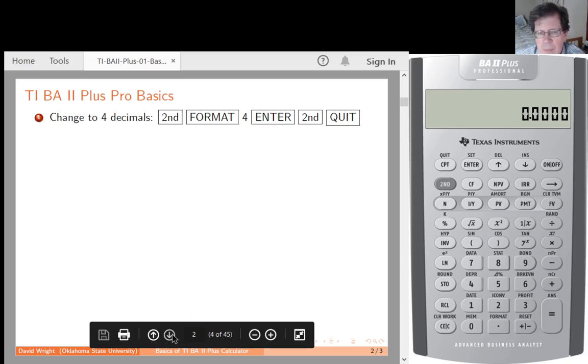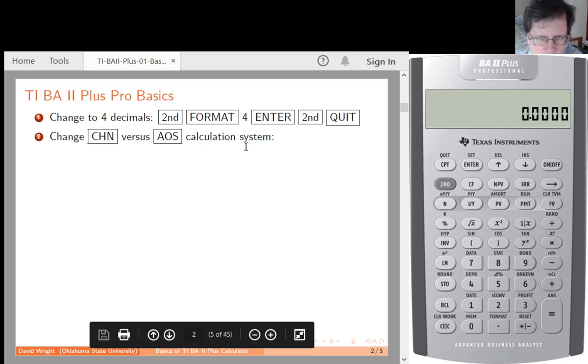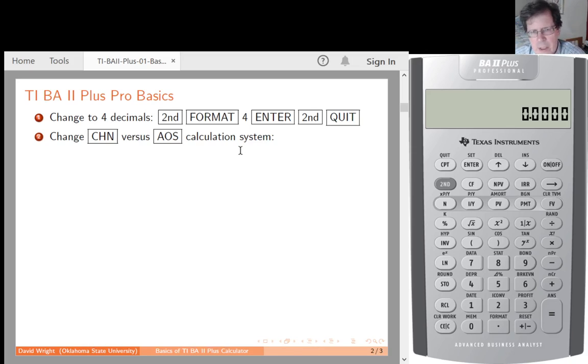Okay, now let's talk about calculation. There are actually 2 systems you can use, and if you're used to a scientific calculator, you probably were more familiar with the algebraic operating calculation system. But for finance calculations, it turns out to be slightly more efficient to use the chain system, which we will be using throughout these videos. But just to explain the difference, the calculator has both of them.